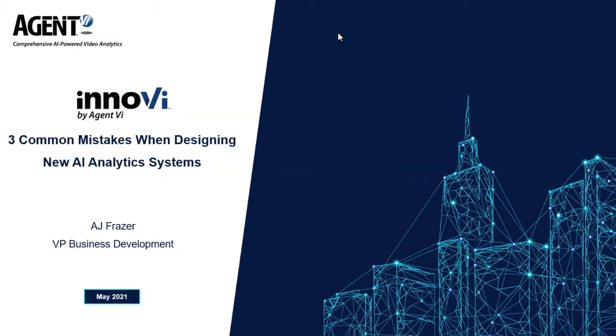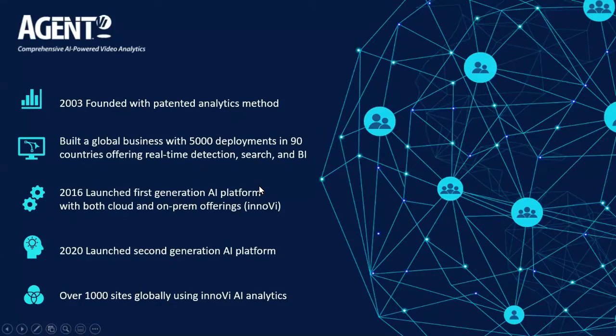So to begin with, if we really want to have a discussion about designing for AI, I want to give you just a little bit of background on Agent VI. This is the only slide I have in the presentation specifically about Agent VI. We were founded in 2003 with a patent that was designed around the idea of how to break up an analytics pipeline to more efficiently use hardware. In 2003, video analytics was a pretty new thing, and it was actually very hard to run analytics on any of the current hardware at that time.